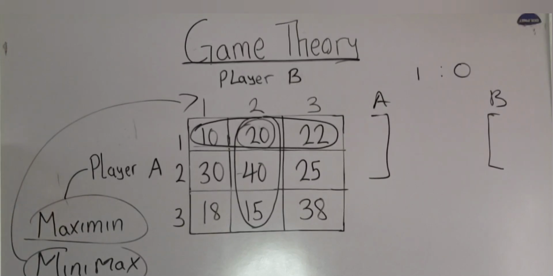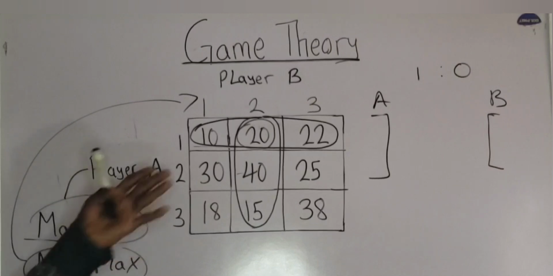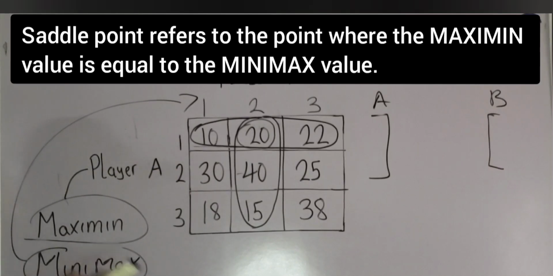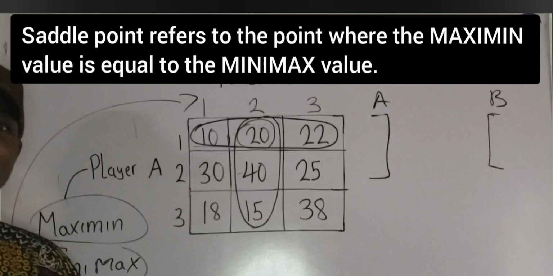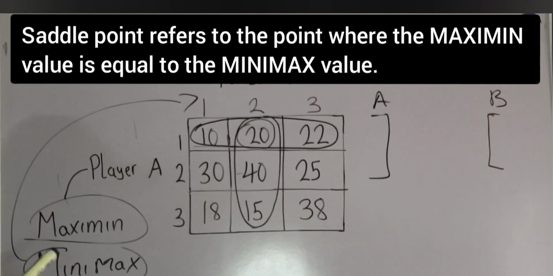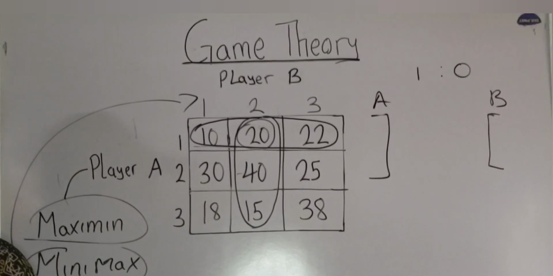Another concept, another term that we're going to discuss in game theory is the saddle point. The saddle point is the point whereby the maximin value and the minimax value are equal. Don't worry if you didn't understand, just pay attention. As we progress and solve a single question, you will understand the basic terms that we are discussing in game theory. So the saddle point is the point whereby the maximin value and the minimax value are equal. Are you getting it? That is where we call the saddle point.